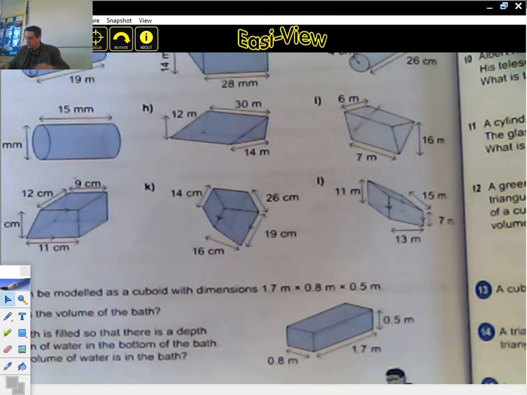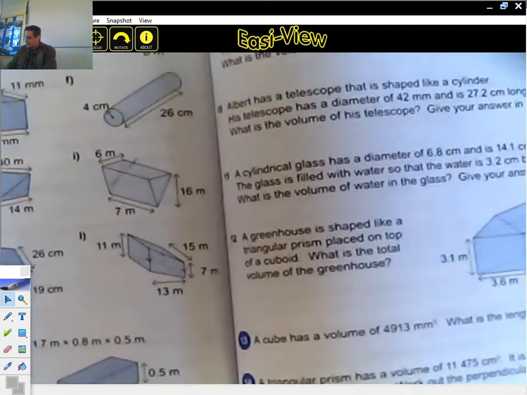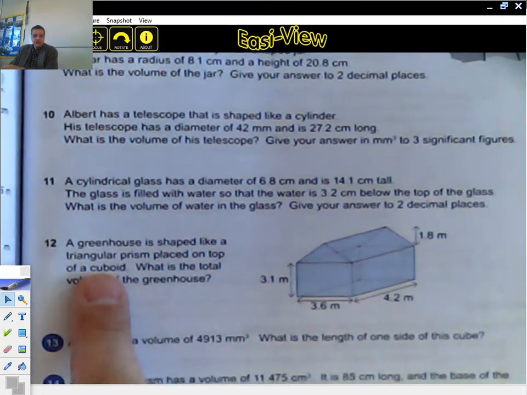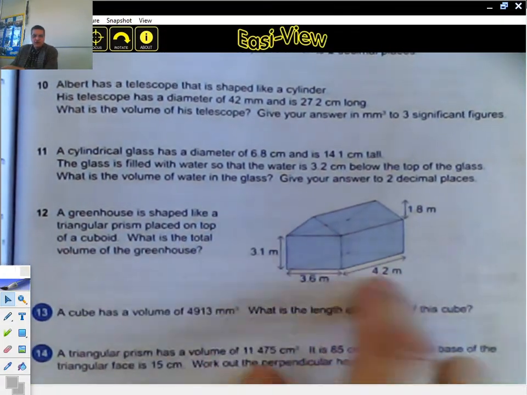Alright, so if you want to extend beyond this, there's a few word problems that's so worth it. I recommend at least question 12. It's lovely. If you do it, try and draw it, just do it.